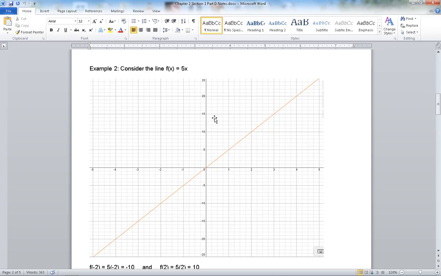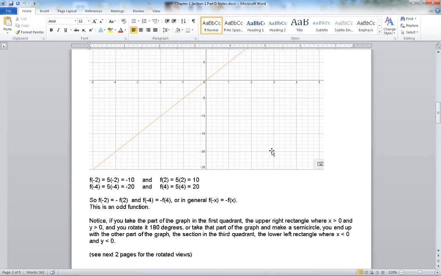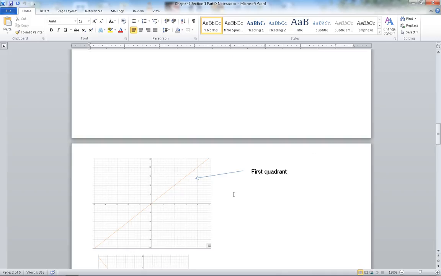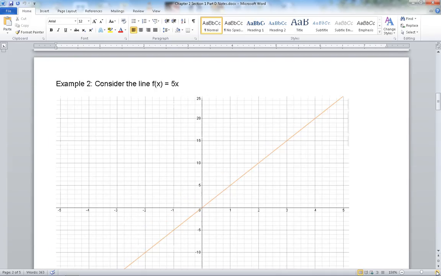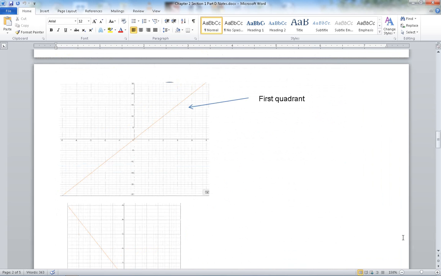Well, if you take the part in the upper right-hand section of the graph, so that's your first quadrant, and you rotate it 180 degrees, then what you end up with is the exact graph that's in the third quadrant. So let me show you a couple of rotated views here. So I'm going to actually increase this so we can see these.